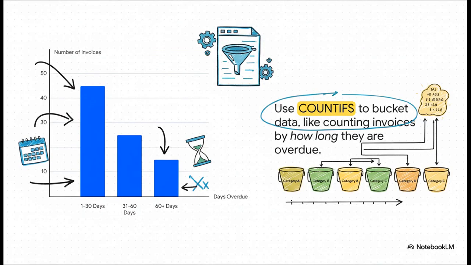Now SUMIFS has its own partner function, COUNTIFS, and it's perfect for categorizing or bucketing your data. You can use it to create summaries just like this accounts receivable aging report, counting exactly how many invoices fall into each time bracket. It turns a long, boring list of numbers into a clear, visual story.